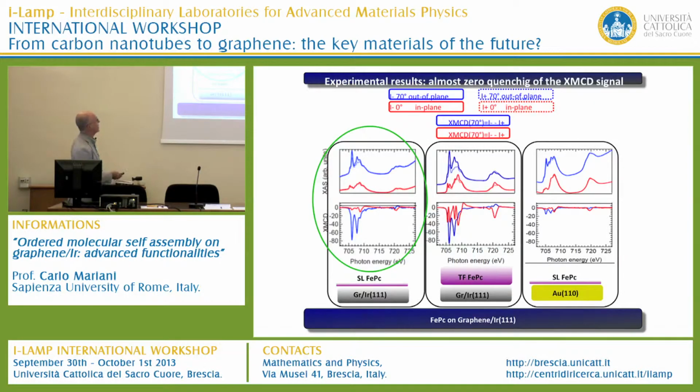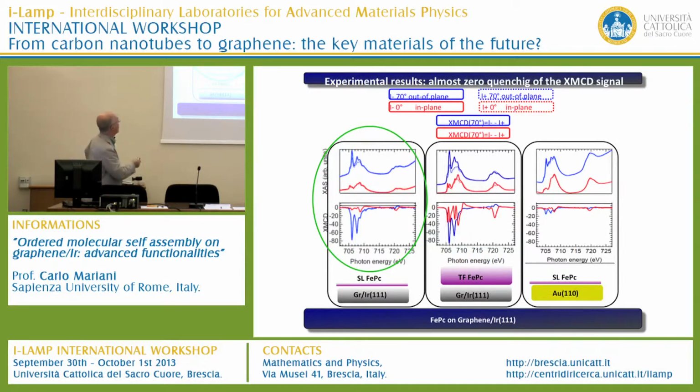So these are the results. It's a very complicated image. Let's concentrate on this experiment. Here blue means the out-of-plane experiment, red means the in-plane experiment. Then dotted and continuous lines mean parallel and anti-parallel polarization with respect to the magnetic field.